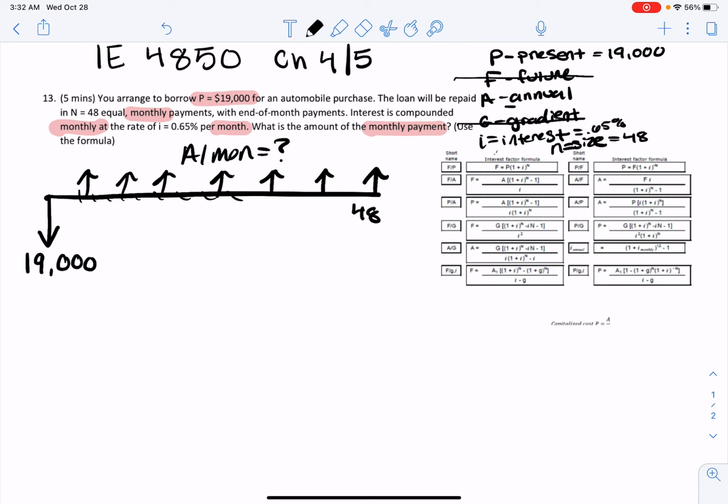So I'm just going to write what I have. This is our N. This is our P. A is what we're being asked. And then our interest is 0.65%. But whenever an equation is asking for interest, it's usually asking for it in a decimal. So you just divide that by 100. Oh, sorry.